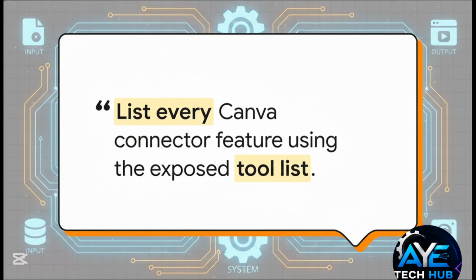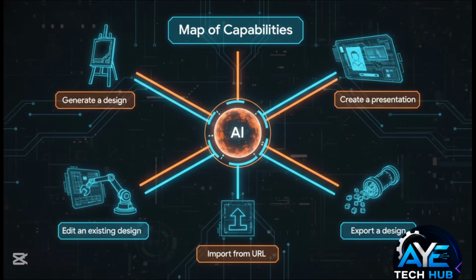Once we're connected, we don't want to just guess what the system can do, right? We want to know exactly what we're working with. So we input this precise technical command into Claude: list every Canva connector feature available in this chat, using only the actual exposed tool list as source of truth. We engineer it this way so the AI doesn't hallucinate features. It essentially forces the system to map out its true, verifiable parameters based strictly on the code it can actually access. Running that precise command outputs a beautifully clean menu of capabilities.